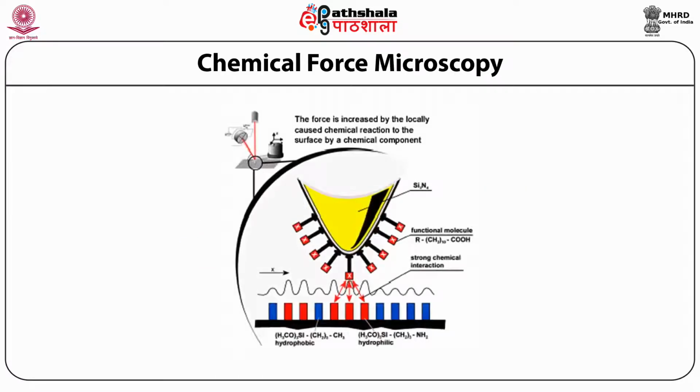Chemical force microscopy, and the way it moves on the surface, is able to analyze the changes in potential. It has been described in this particular slide. The force is increased by locally causing a chemical reaction on the surface by a chemical component. So the changes show up in the changes in the potential.